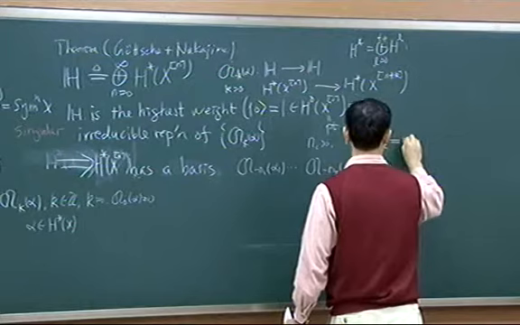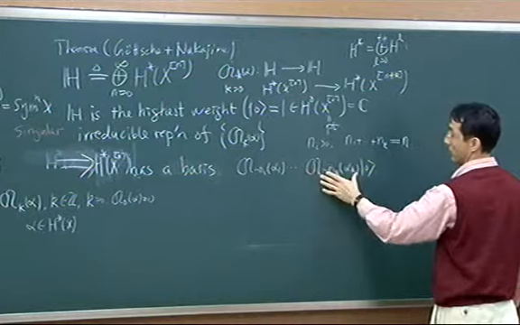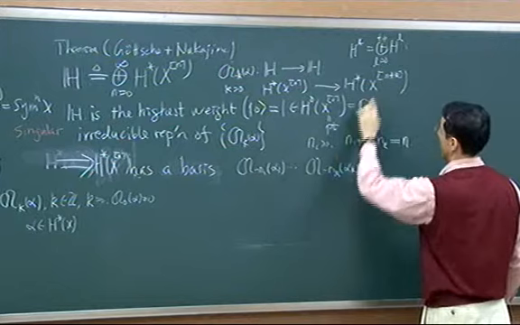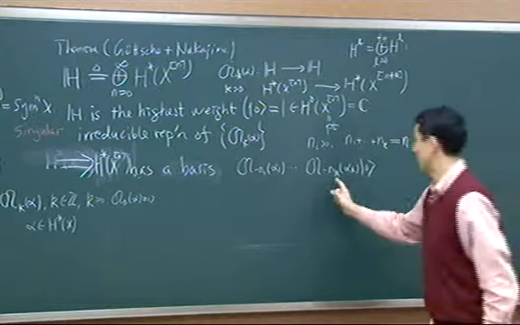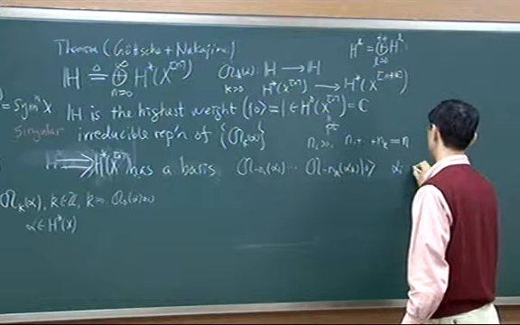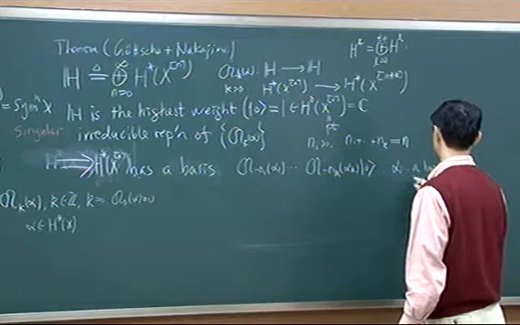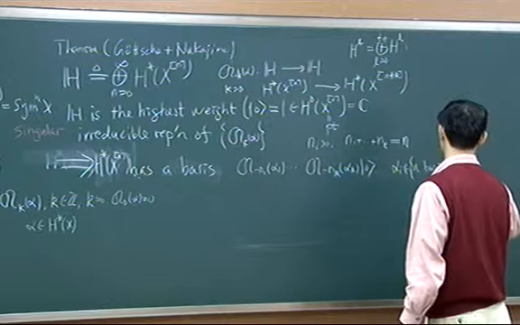OK, so because of this, you start from the vacuum. This becomes H_N_K. You continue, you get H_N_K plus H_N_K plus 1. Eventually, you reach N. So you do this many times, you get N. And this is a basis, choosing from a basis of H star alpha, H star X.